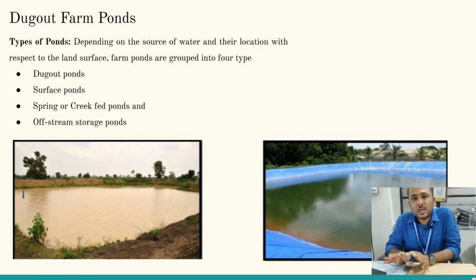As you can see in the slide, there are two farm ponds. One is without any protective cover, the other one has a plastic cover. So you can understand the difference between these two types of pond. The first pond will allow some amount of water to seep into the soil, but the second one will arrest the flow of water into the soil because of the protective plastic cover. So plastic covers are placed on dugout farm ponds to avoid the seepage of water into the soil. Thank you.